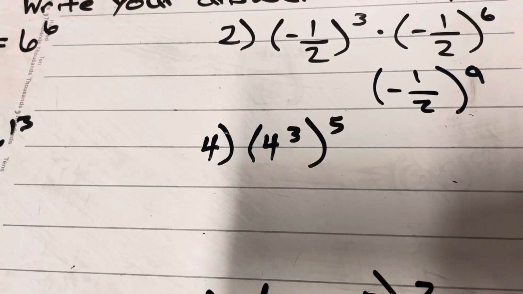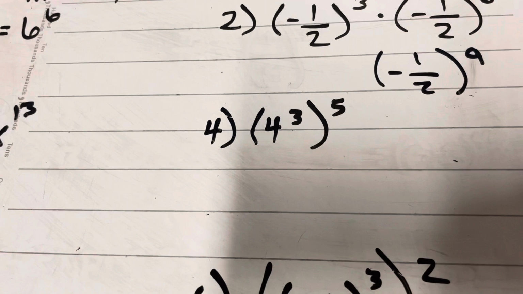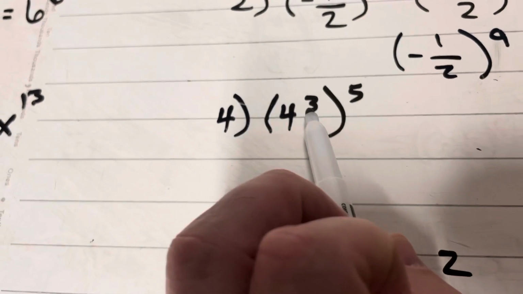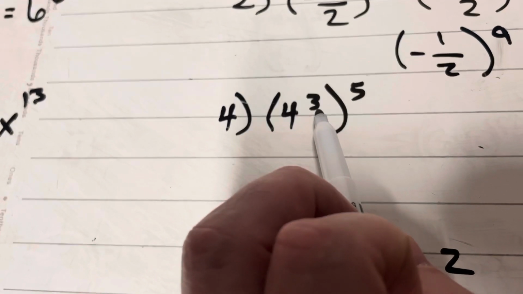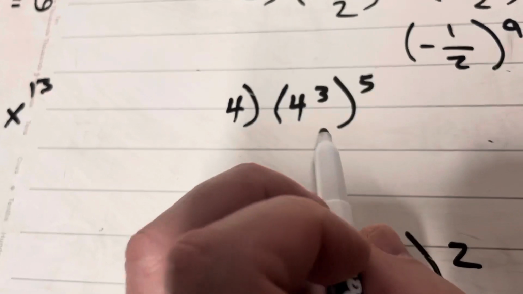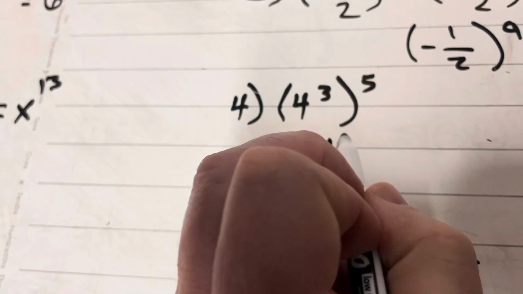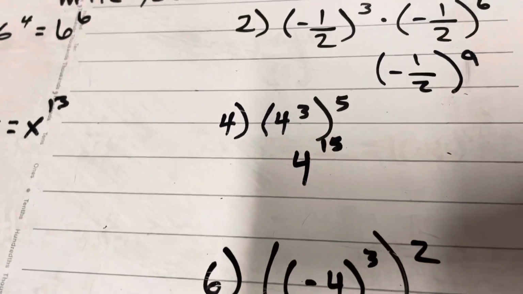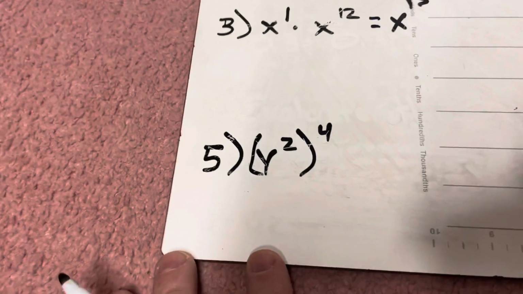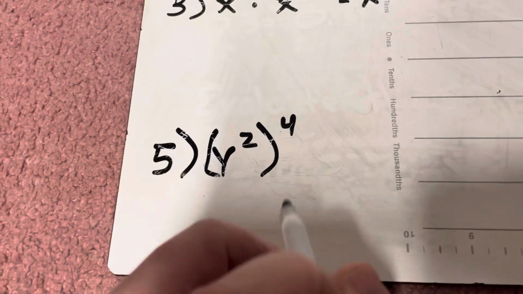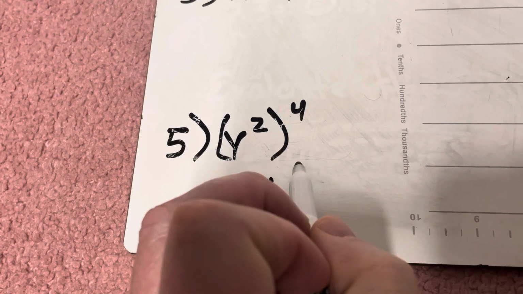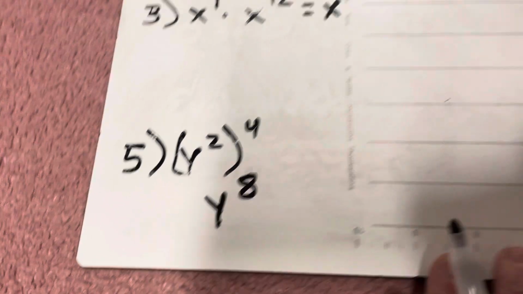4 to the power of 3 in parentheses, to the power of 5. Now, this one looks a little different. But when I have a power raised to a power, I actually multiply these numbers together. So it actually becomes 4 to the power of 15. All right, moving right along. y squared, or y to the power of 2, to the power of 4. Well, once again, I'm going to multiply those two. So it's going to become y to the power of 8.